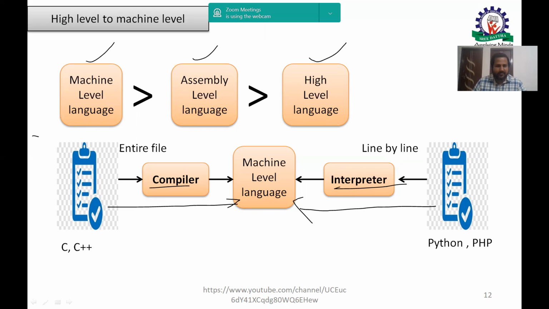The compiler will compile the entire program at a time. The entire file will be converted into machine level language. But the interpreter will convert the program line by line into machine level language. Each and every line will be converted, and the next line will be converted after the first line. So line by line conversion happens in the interpreter, and the entire file is converted into machine level language by the compiler. This is the only difference.